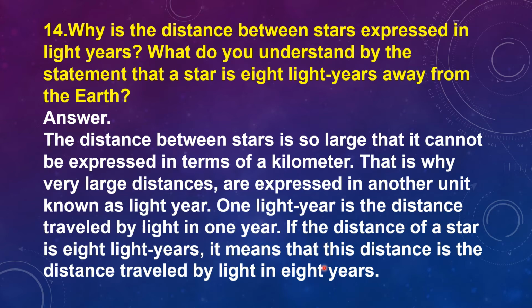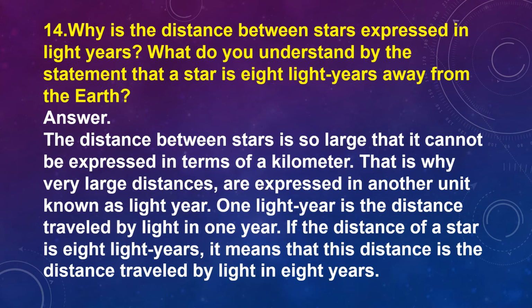So, if the distance of a star is 8 light years, it means that this distance is the distance travelled by light in 8 years. The distance between stars is so large that we cannot measure it in kilometers, so for very large distances we use the unit light year, which is the distance travelled by light in 1 year.